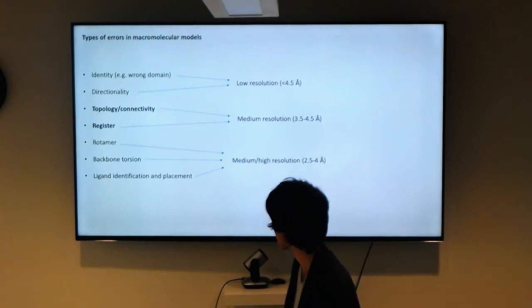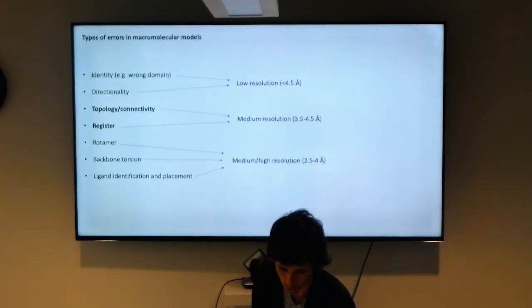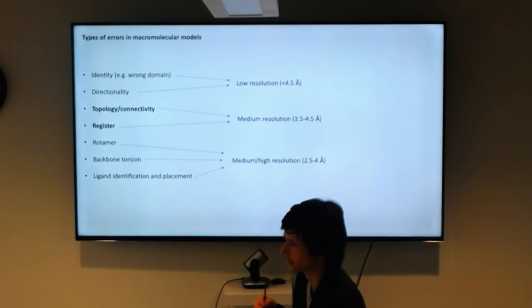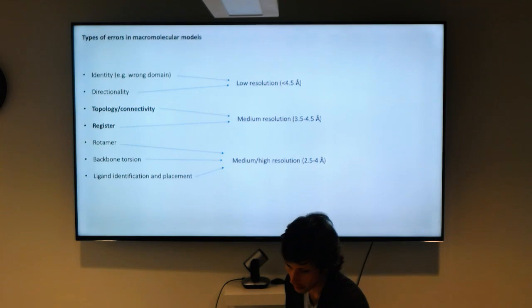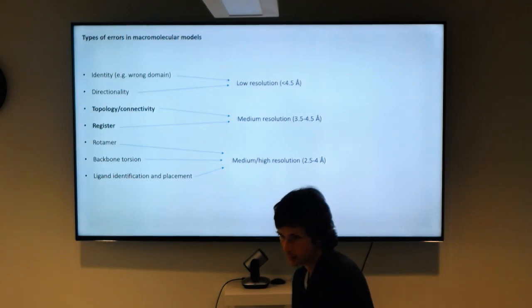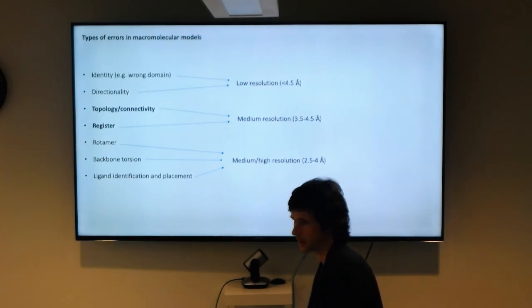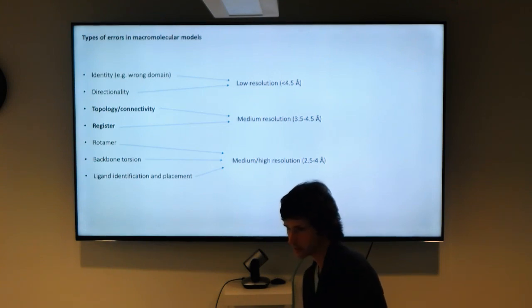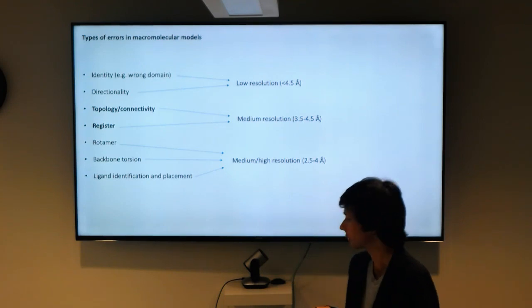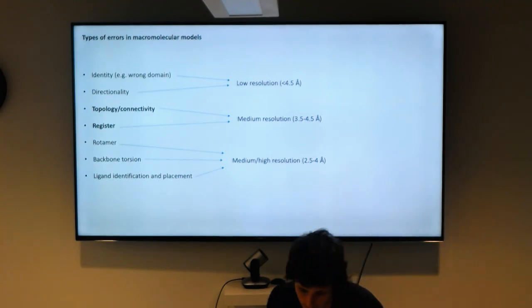And register is by far the most common one where you will encounter errors, either in models that you're building or in models that you download from the PDB. And as a consumer of macromolecular models, I would always encourage you to look at the model in conjunction with the raw data. Always look at the model with the map, because you'll often be surprised how marginal the data is that the model is built on, and it's good to know what you're dealing with.